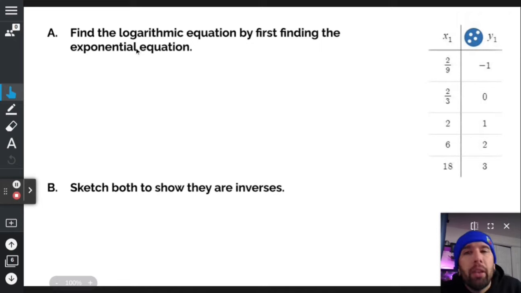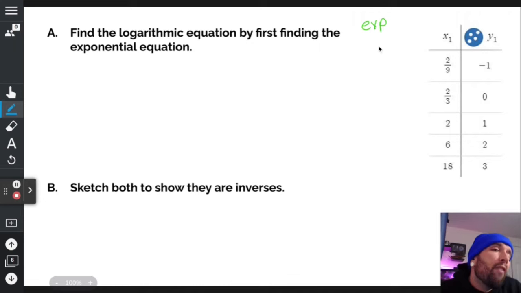Still, no calculator. Find the logarithmic equation by first finding the exponential equation. All right, well. Okay. This is gonna be fun. So basically, the exponential and logarithmic are inverses. Okay, so I need to find the logarithmic equation based off of that. I really can't find the log, so what I'm going to do is I'm going to find the exponential version and then find its inverse.